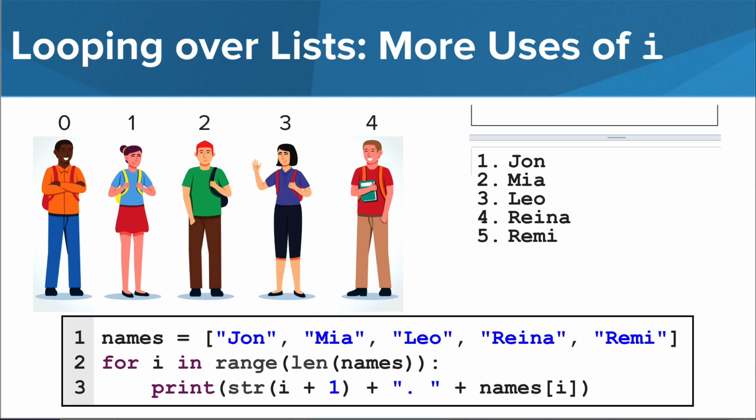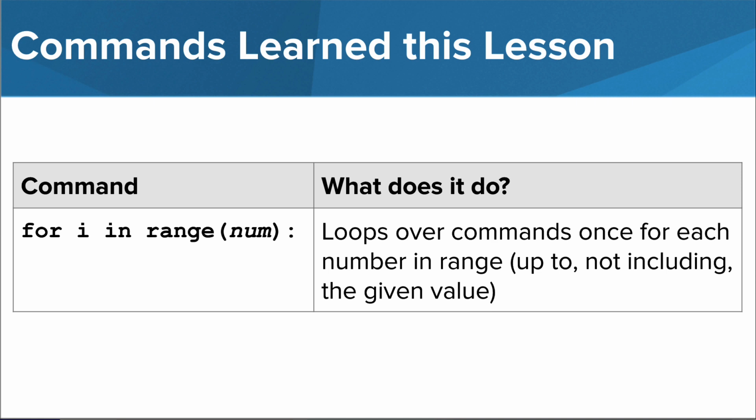If we wanted to create a numbered list, as was shown at the beginning of the video, we can use that value of i inside the print statement. The important thing to remember here is that the index values count from 0 to 4. So if we want our list to be numbered from 1 to 5, we need to add 1 to that value of i each time. We also need to cast that value to a string to be able to concatenate it with the string that holds the student's name. In this lesson, we learned how to use for loops to iterate through items in a list.